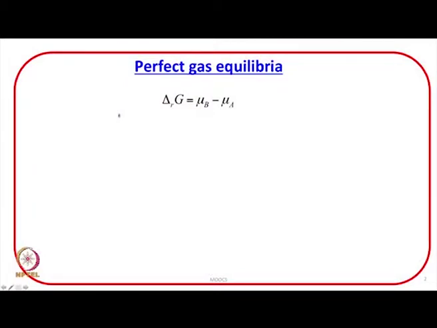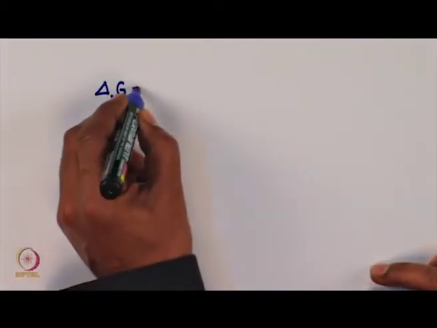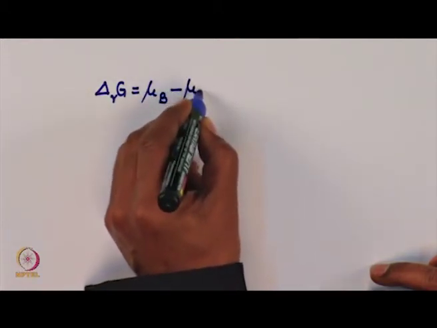The discussion in the previous lecture led to derivation of this equation, that the reaction Gibbs function, this is the slope of the variation of G with respect to xi, is equal to difference in chemical potentials. So if I write delta Rg, which I am repeatedly saying is a slope, this is equal to the difference in chemical potential, mu B minus mu A.